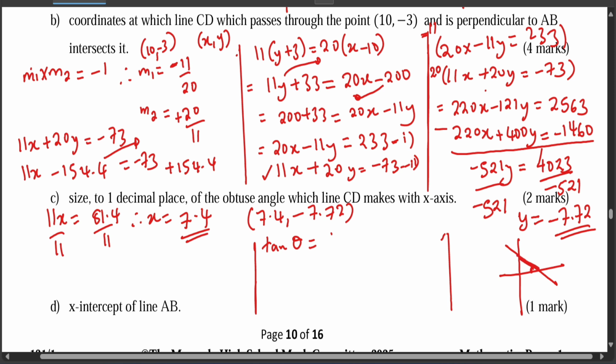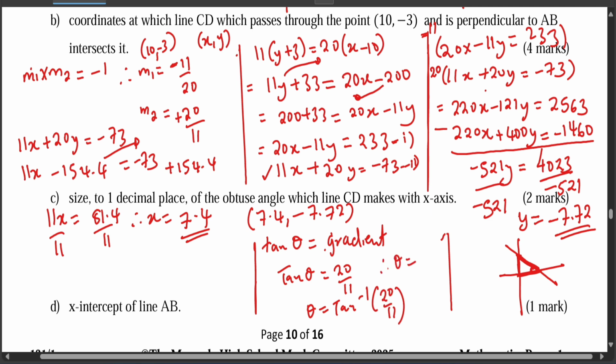Now ukitumia tan theta is basically opposite over adjacent, which is just this gradient. Gradient is given by change in y over change in x. So tan theta is equal to your gradient. Okay, so tan theta is equal to the gradient for CD, which is 20 over 11. So theta equal to tan inverse of 20 over 11.